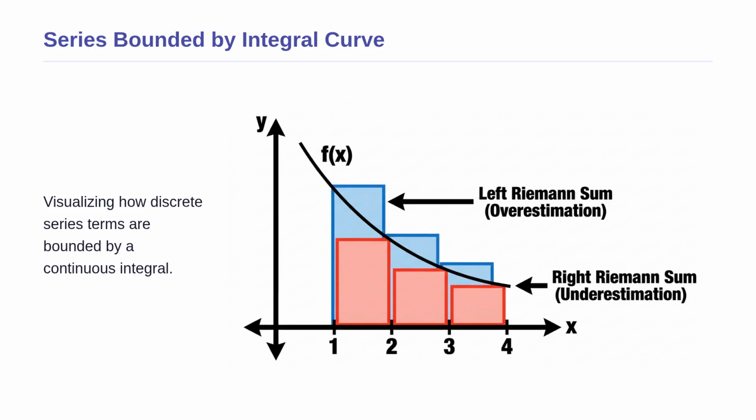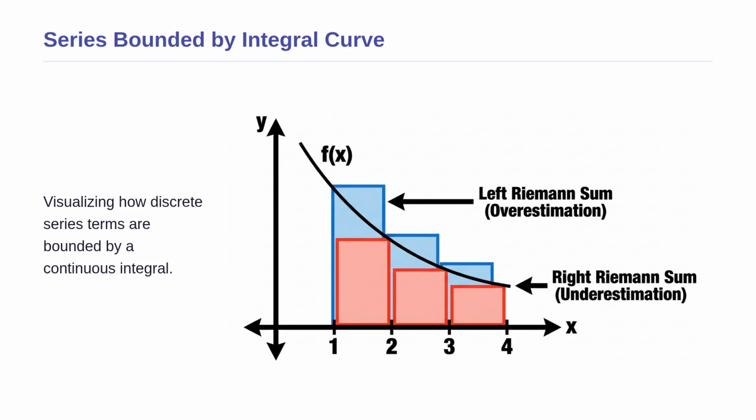Here, you are looking at a graph where the horizontal axis represents our variable x, and the vertical axis is our function value. The smooth decreasing curve is our continuous function. Notice the shaded rectangles underneath the curve? These represent the discrete terms of our series, forming a right Riemann sum.